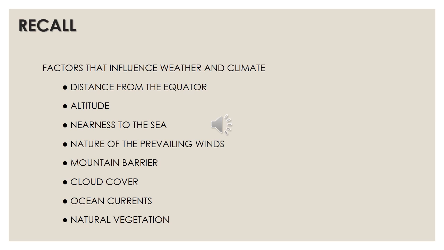Then we discussed about the factors that influence weather and climate. So what are the factors that influence weather and climate? Distance from the equator, altitude, nearness to the sea, nature of the prevailing wind, mountain barrier, cloud cover, ocean current, natural vegetation. So these are the factors that influence weather and climate. Today's class we will discuss about wind.